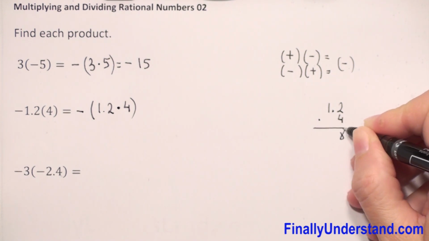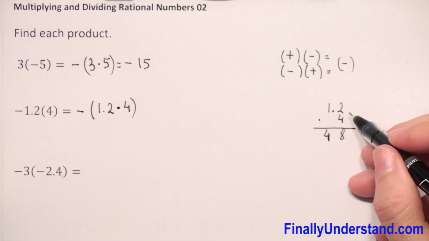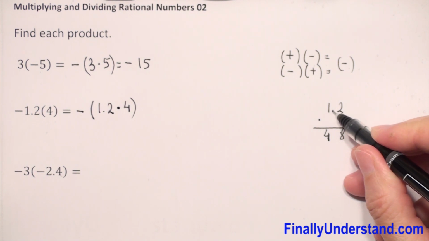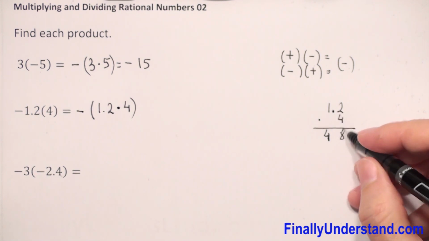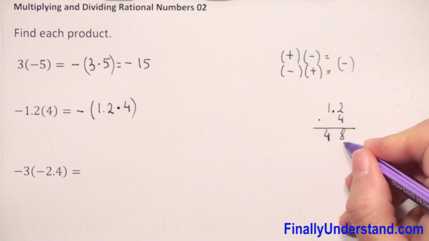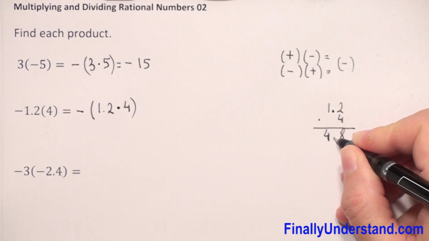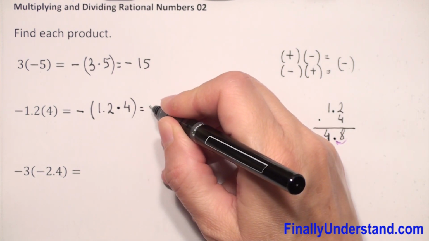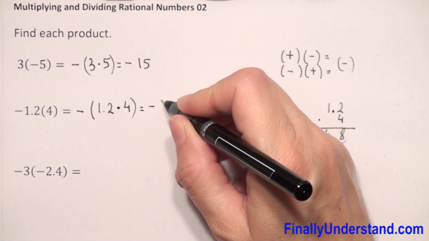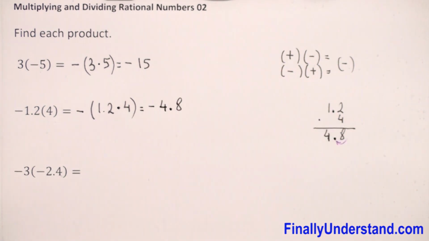4 times 2 is 8. 4 times 1 is 4. And we have to now count how many digits we have after the decimal point. 1. So we just count from the right to the left 1 digit, and the decimal point will be between 4 and 8. So we copy the negative sign, and 1.2 times 4 is 4.8.